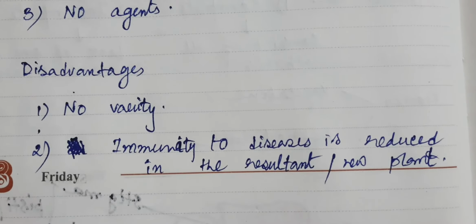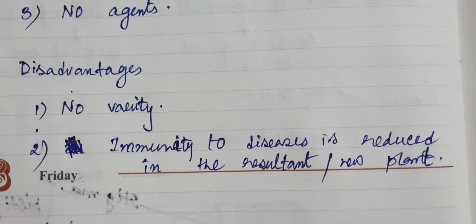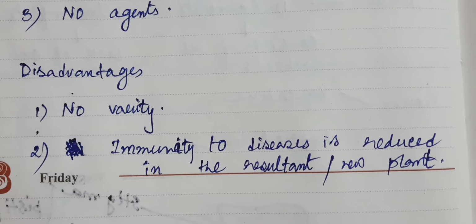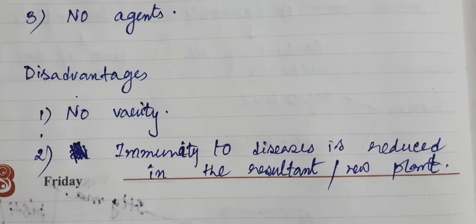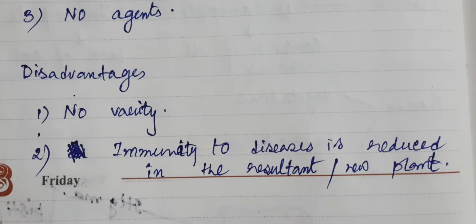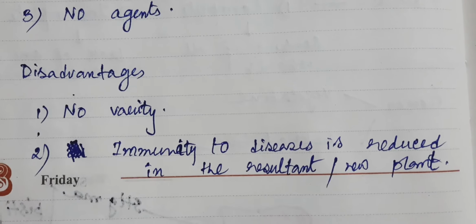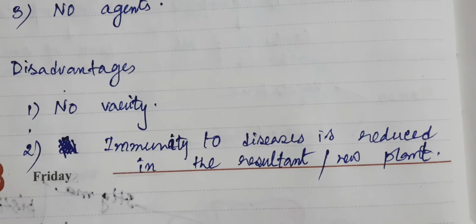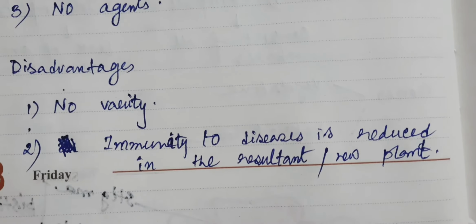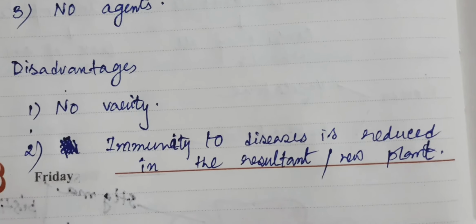Now what are the disadvantages? As I have told, only the same genetic constitution comes from the parent to the offspring, that means there is no variety. In self-pollination we cannot see any different type of variety. And the next one is that immunity to disease is reduced in the resultant plant or the new offspring.